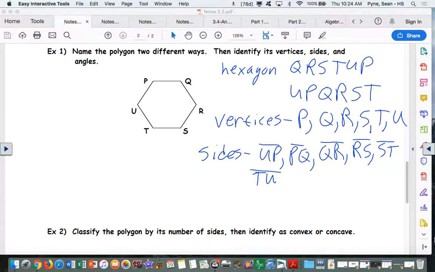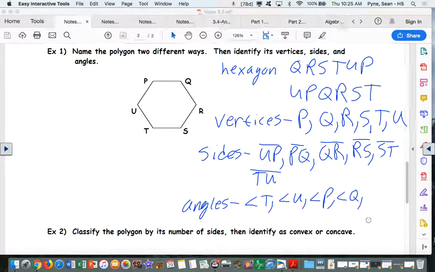And then the last thing they ask for is identify the angles. Now, because it's not attached to any other shape, we can name the angles by the points. But if I had another shape attached to it, I might have to name it by using 3 points. So this is pretty easy for this one. The angles, we just start somewhere. Say start at angle T, and then angle U, angle P, angle Q, angle R, and angle S. Again, it should be 6. If it's not 6, it means I'm forgetting one.